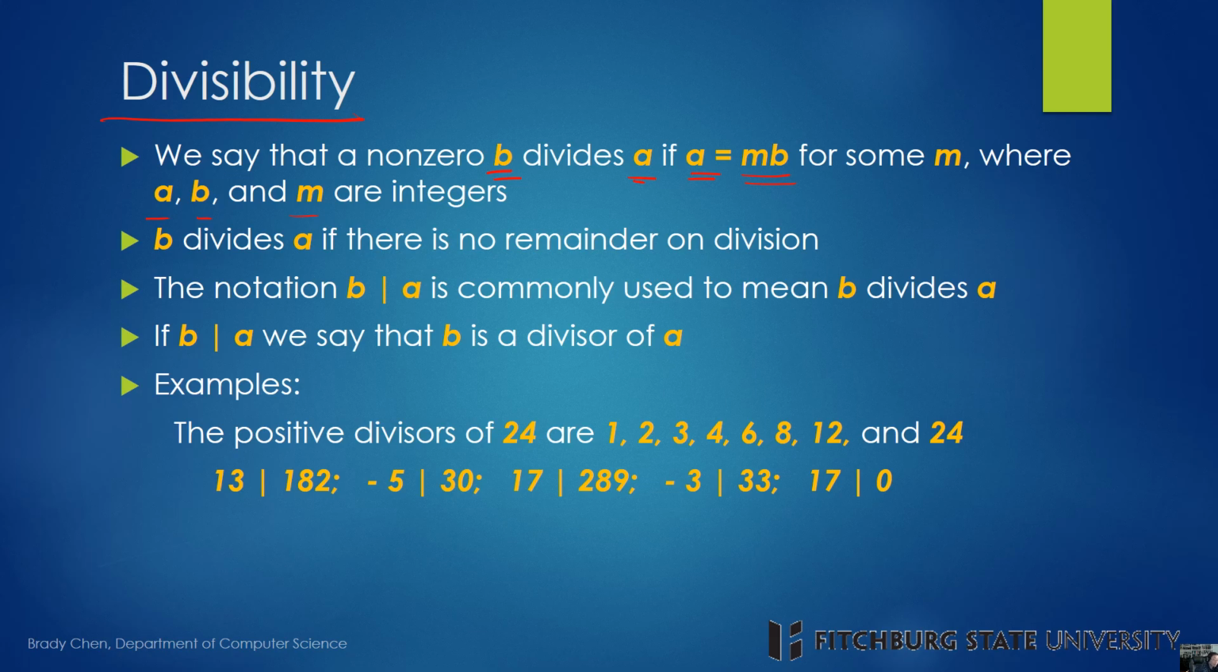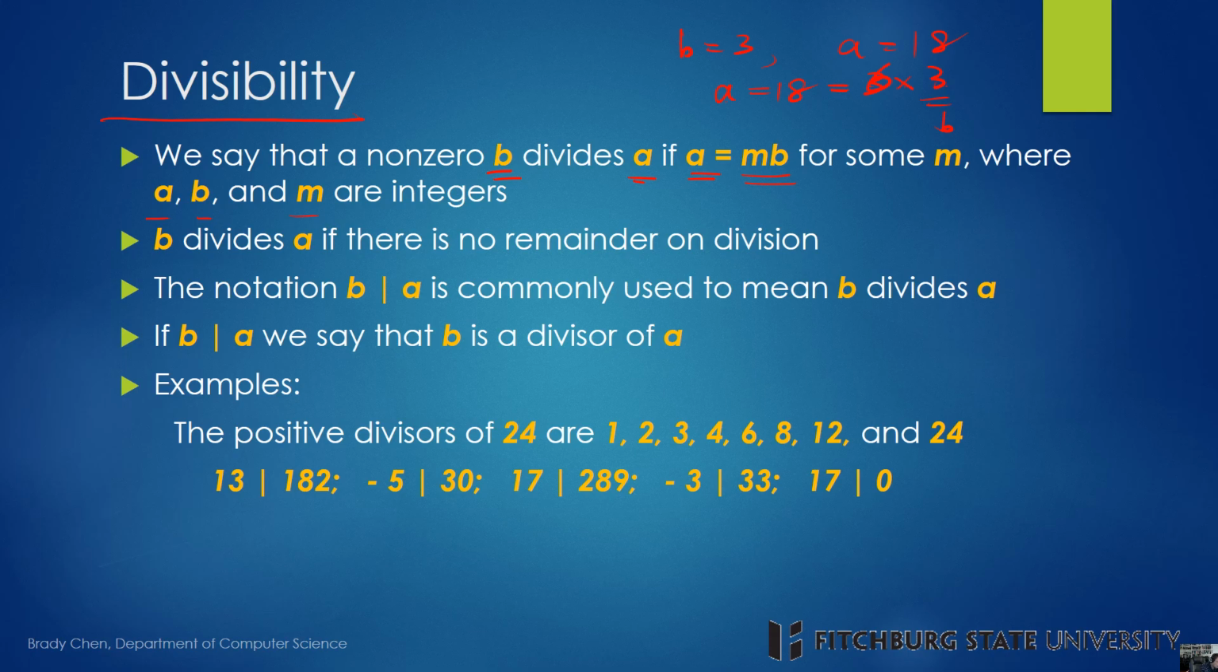For example, let's talk about two numbers. Let's say B is 3 and A is 18. From the definition, we know that B divides A. Why? Because we can write A, which is 18, equals 6 times 3. And 3 is B and 18 is A. So we can write A as the multiplication of 6 and 3. That means B divides A.